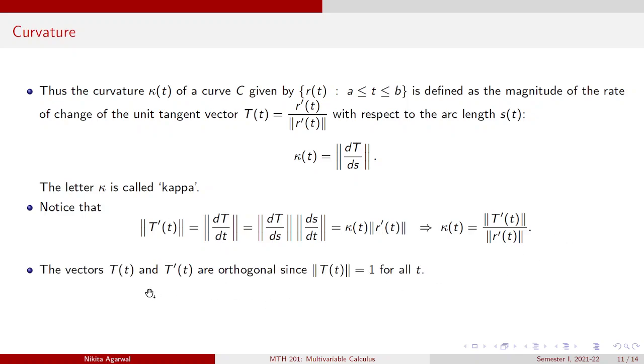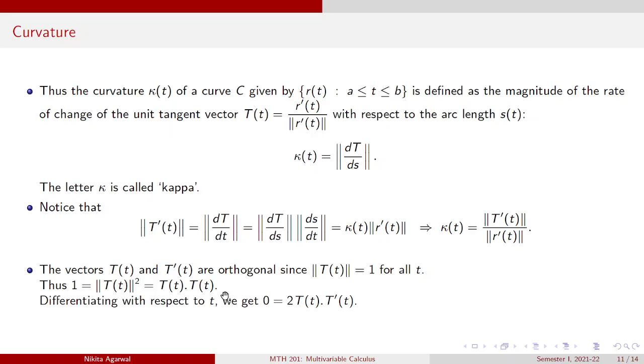The vectors T(t) and T prime(t) are orthogonal. Why? Because the norm of T(t) is 1 for all t, as it's a unit tangent vector. If you square both sides, you get 1 equal to the norm of T(t) squared, which is the dot product of T(t) with itself. You differentiate with respect to t: the left-hand side gets 0. On the right-hand side, you use the chain rule and product rule, and you get twice T(t) dot T prime(t). Therefore, T(t) dot T prime(t) is 0, and therefore they are orthogonal vectors.